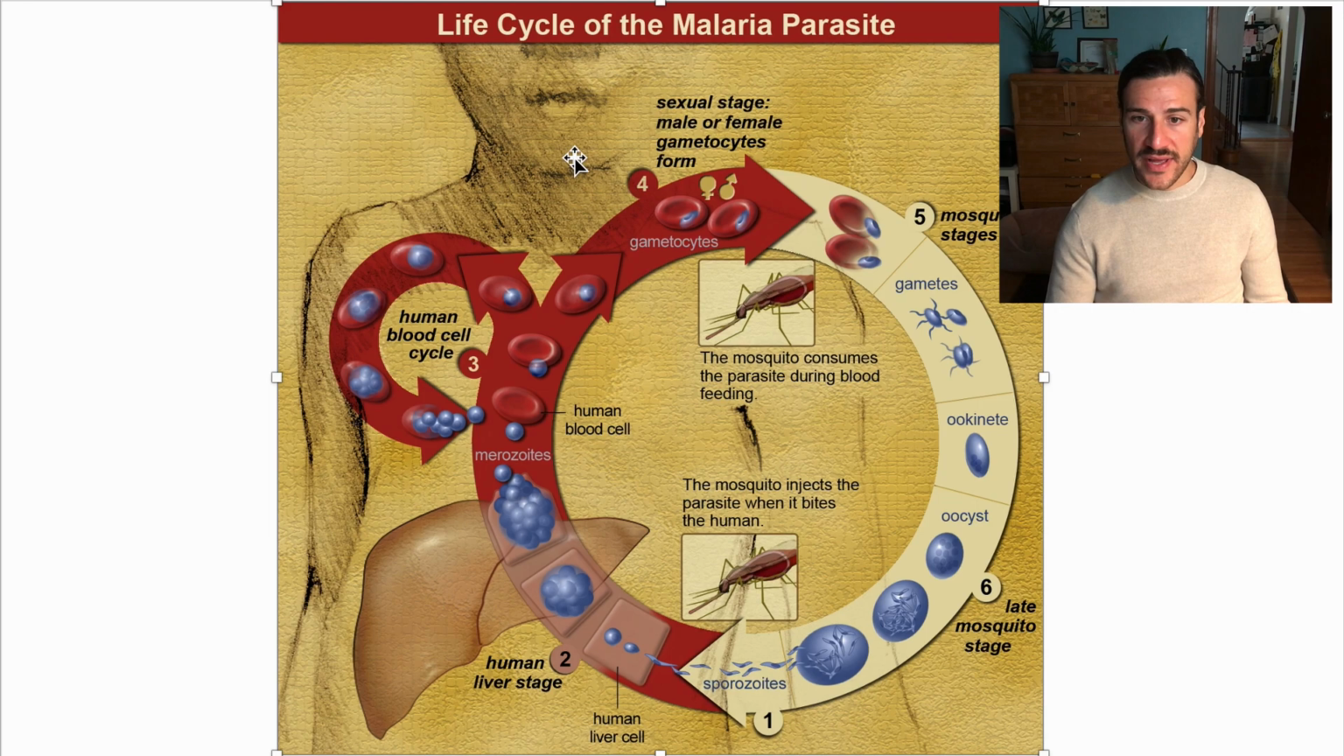Then you have the sexual stage, where male and female gametocytes form, and then another mosquito that might feed on you will actually inject its proboscis and feed on blood and actually get infected by these female and male gametocytes. You get sexual reproduction, and then you get this life cycle continue again.